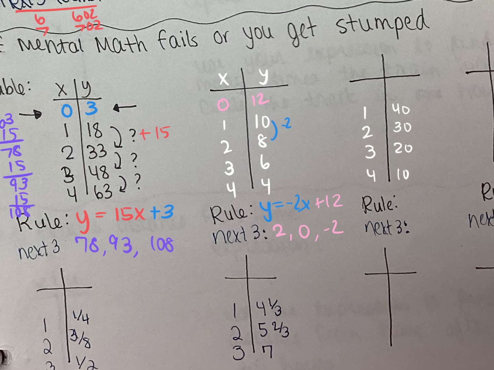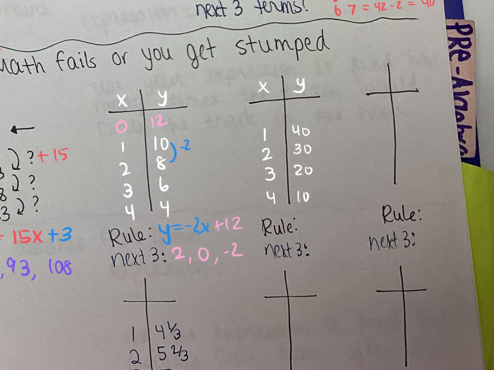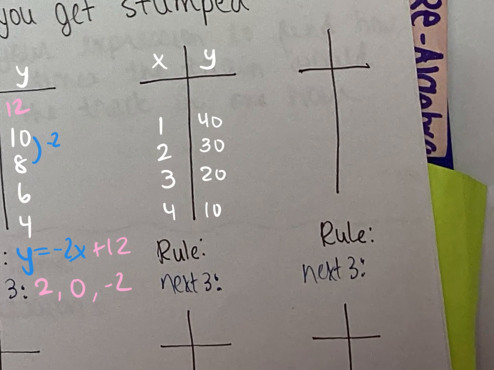Okay, next question, type in the rule. I'm subtracting 10, so negative 10x plus 50, because 50 would be the number that matches 0. Type in the next 3 numbers. 0, negative 10, and negative 20.